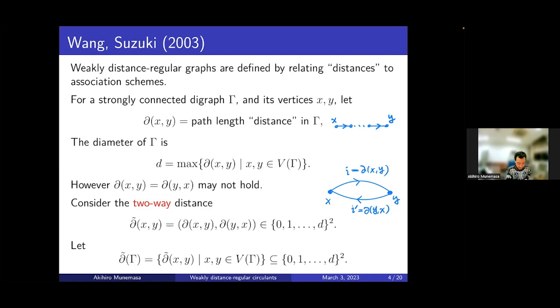So this is a set of pairs of integers from 0 to d. Of course, (0, 0) is certainly in this set, and if one of the two coordinates is 0, then the other is necessarily 0, because that means it comes from x equals y. But other than that, you can't say much about this set. And this is going to be the set indexing the relations of our association scheme, or you may think of it as the set of colors which color the arcs of the complete digraph.